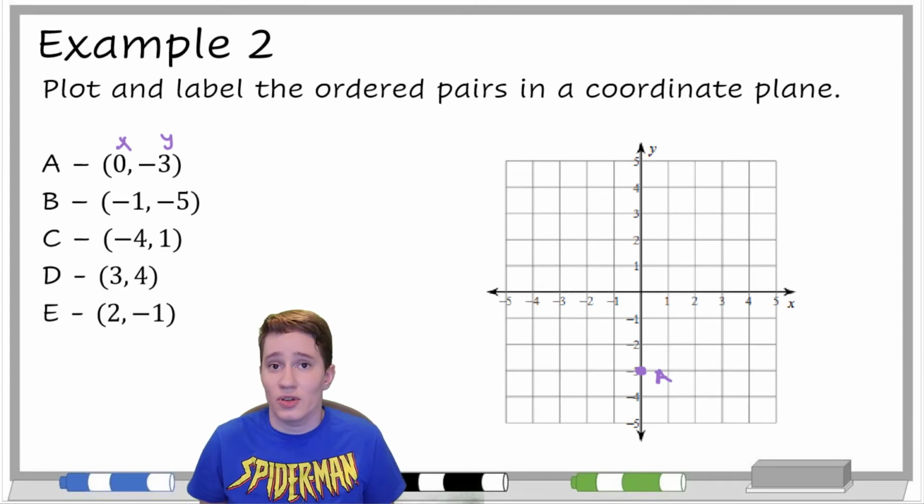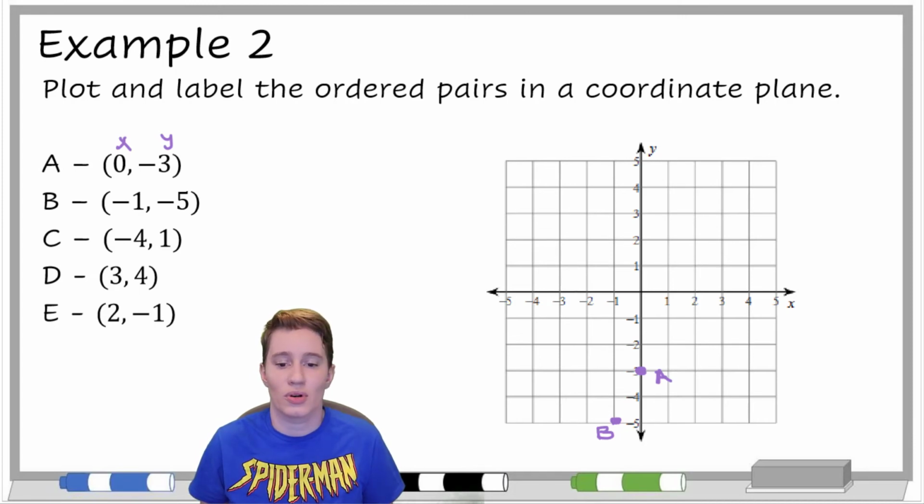B. If you at some point feel like you've got the hang of this, please pause and try these ahead of me and then start it back up and see if you're right. B, -1, comma, -5. So we are going to go to the left 1 because our x value is -1. And then we're going to go down 5 because our y value is -5. So right here is B.